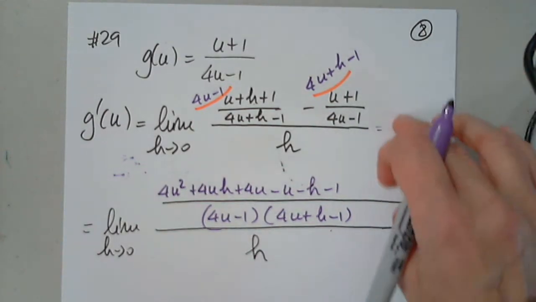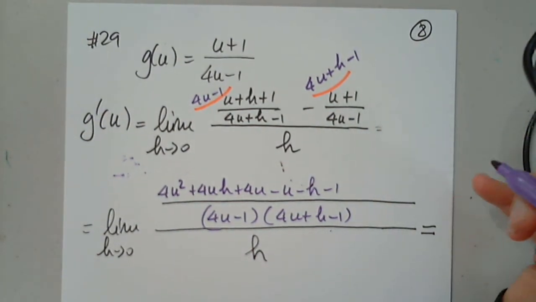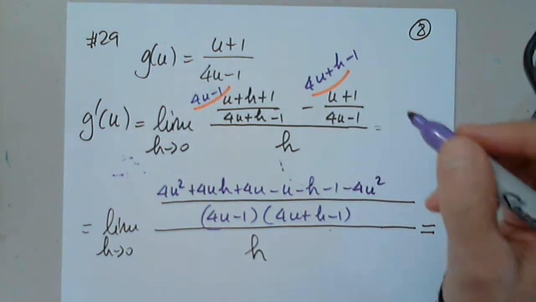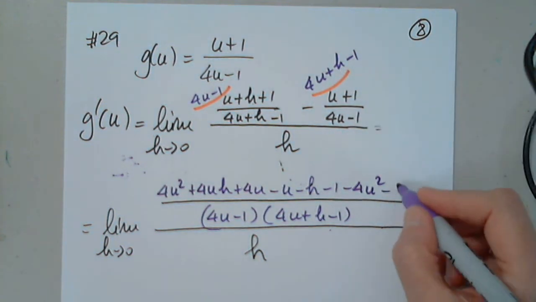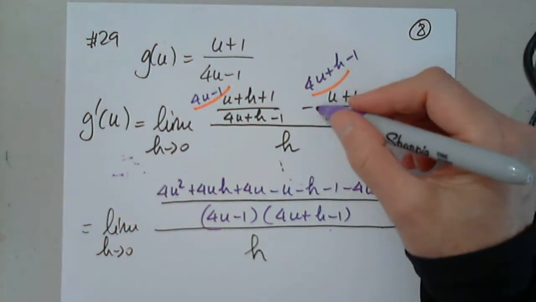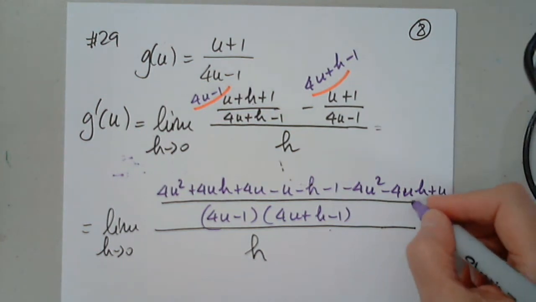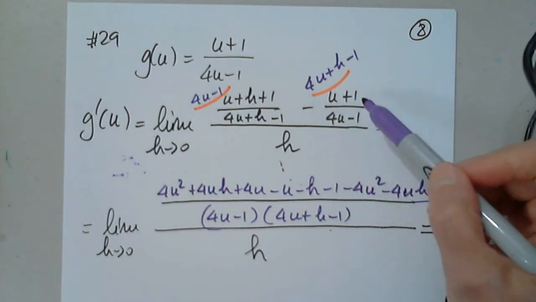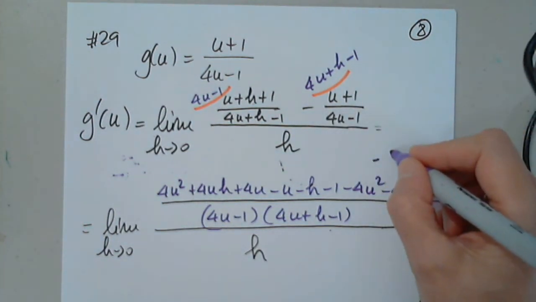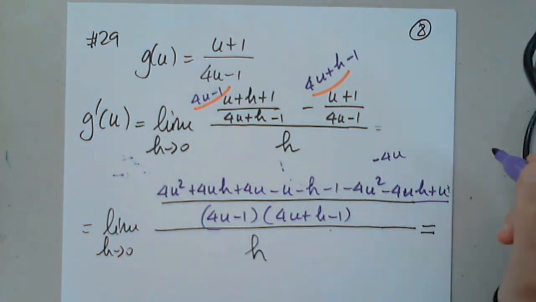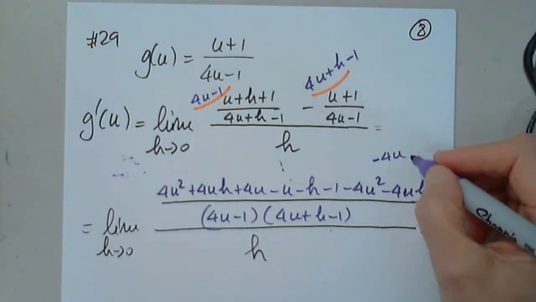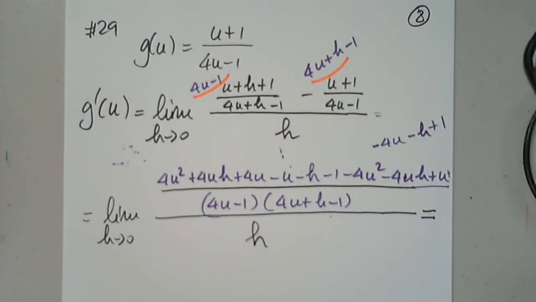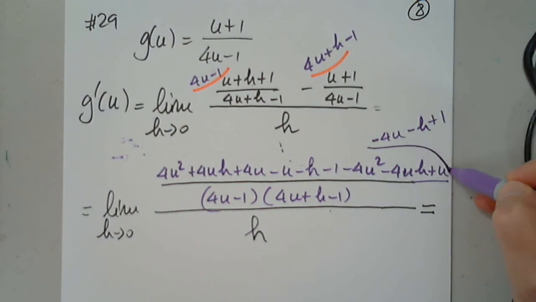And now, of course, I'm going to go up here. Negative u times 4u. Negative u times h. Negative u times negative 1. Sorry about that. I have to put the rest at the top. Negative u times 1. Negative 4u times 1, negative 4u. Negative 1 times h, negative h. I hope you don't have to do that. So this is right here.